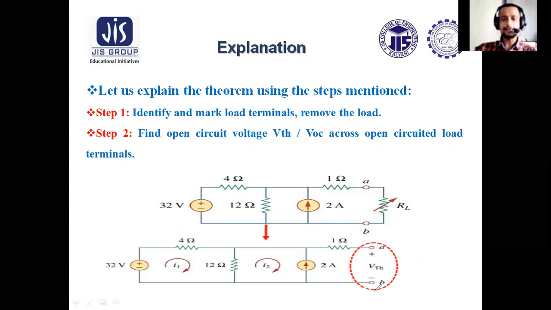So how to find this VTH, that we'll be discussing in some problems. The procedure involved here is first remove the load, then find this VTH. You can find this VTH by using voltage divider rule in some circuits, by using Kirchhoff's laws, nodal analysis, mesh analysis, anything you can apply to find VTH. So any network analysis tool can be used here. But remember, the VTH is to be found across the load terminals. After removing the load, the terminals will become open circuited, and across those open circuited load terminals, you have to find VTH.